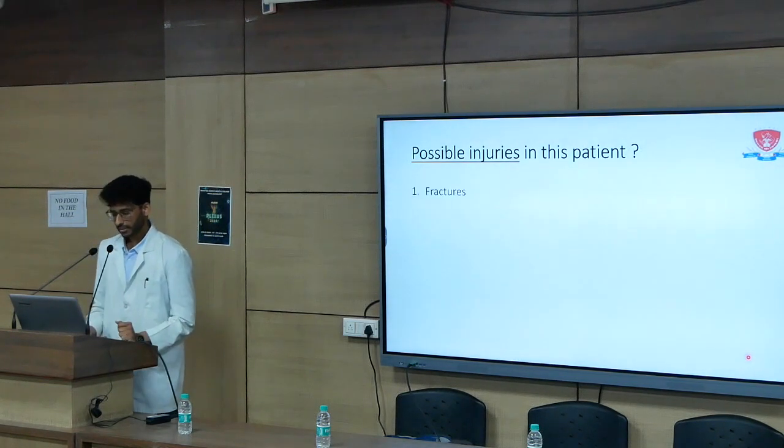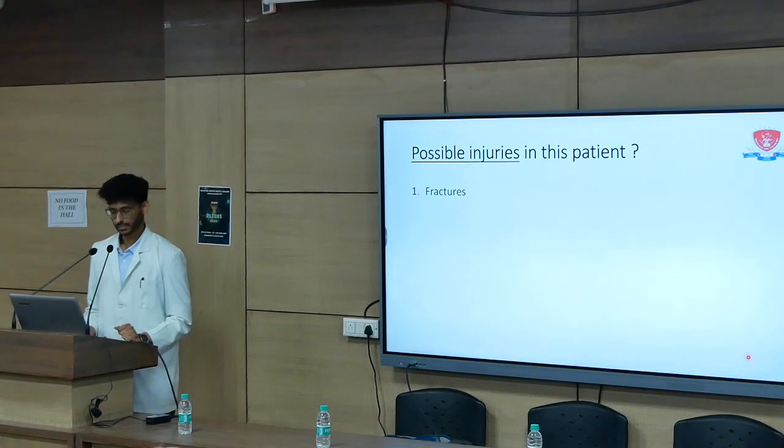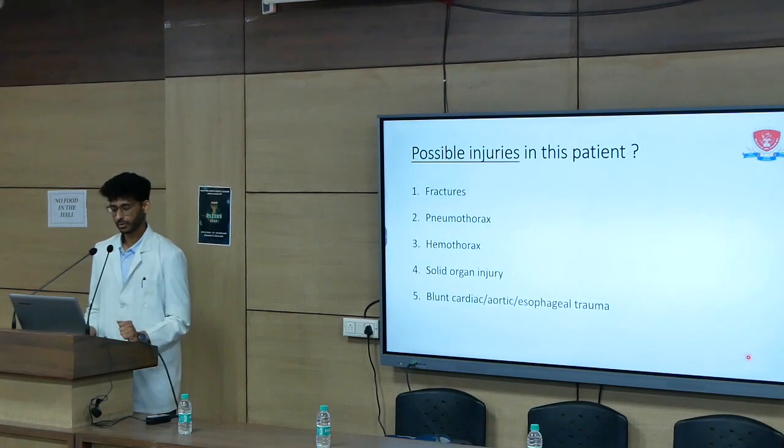Alright. So, first of all, very common fractures, pneumothorax, hemothorax, any solid organ injury, or blunt cardiac, aortic, or esophageal trauma. So, how did we in our emergency department rule out and come to a diagnosis? This will be explained further.